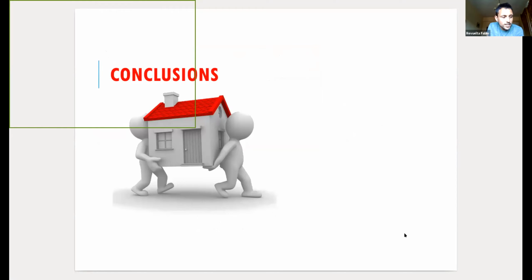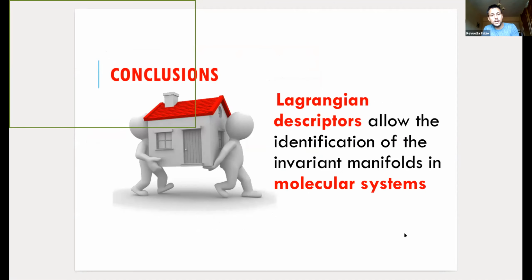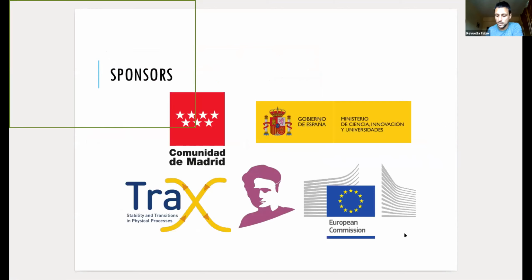So with this, I think I've been quite fast. I just come to the conclusions and the take-home message, which is essentially that Lagrangian descriptors allow the identification of invariant manifolds in molecular systems. And with this, I'm done. So if you have any questions, I will be very happy to answer them. Thank you.